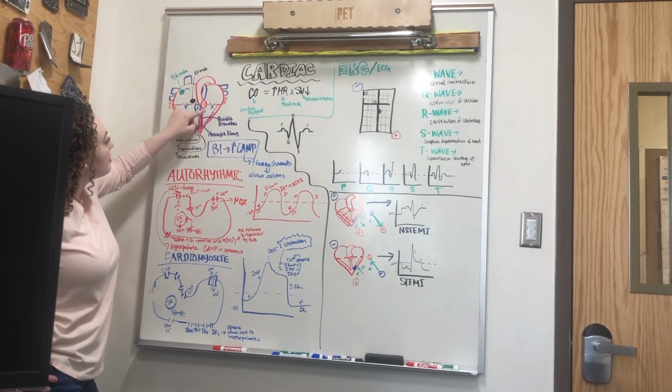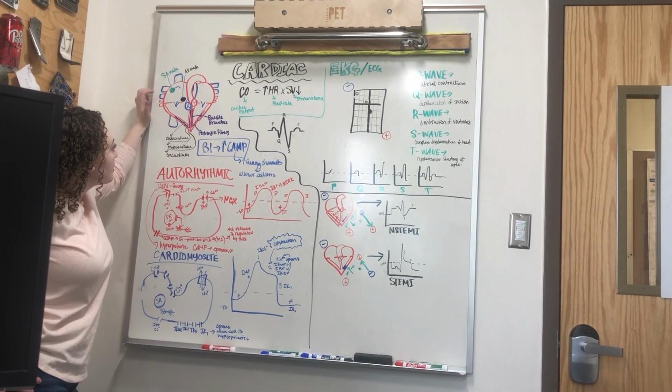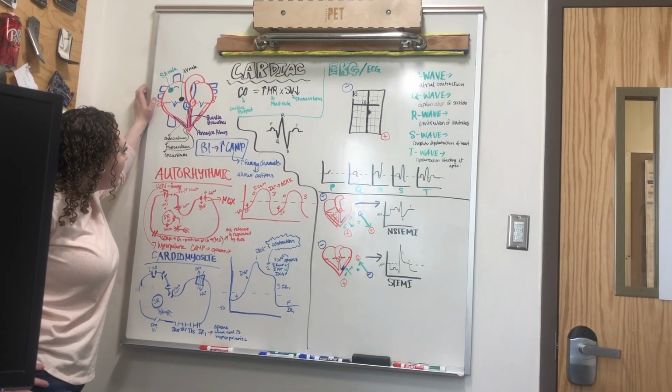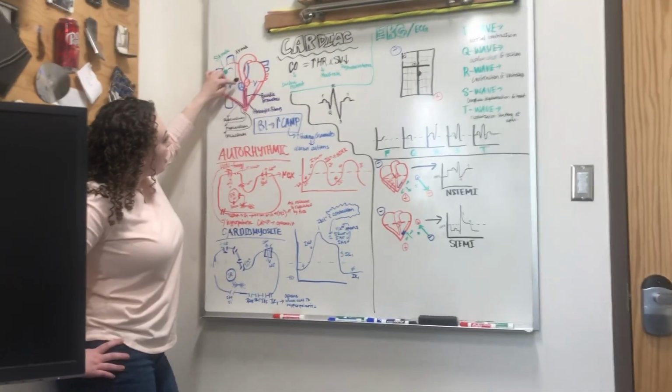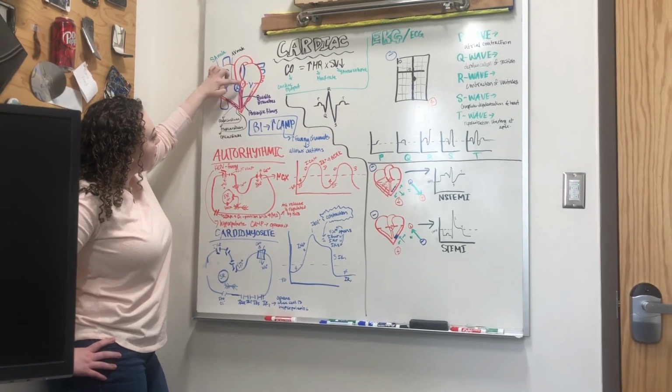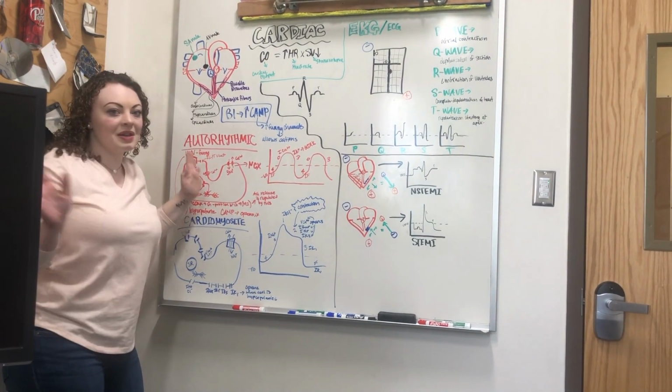We've got our tricuspid and bicuspid or mitral valve. Then we have our pulmonary arteries and veins coming out of there. And we have our interventricular septum in the middle. And then we've got our pulmonary semilunar valve and our aortic semilunar valve going into the aorta and off to the rest of the body.